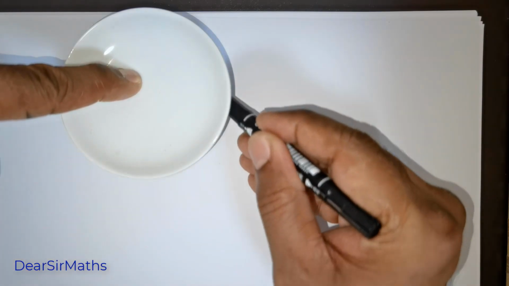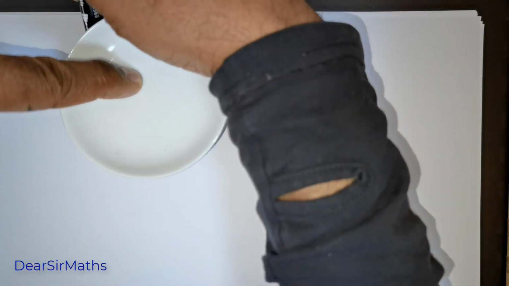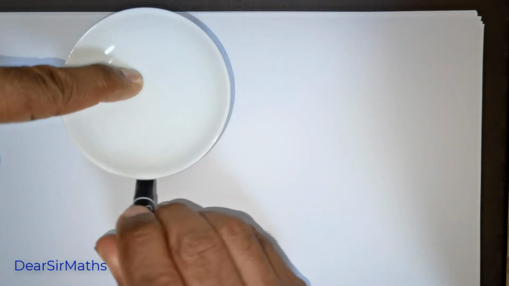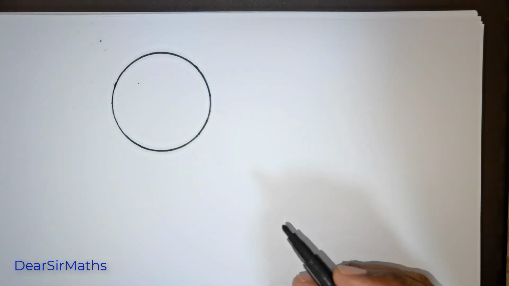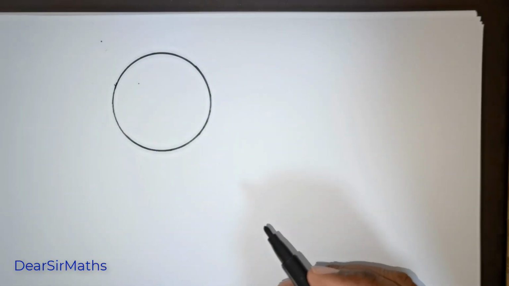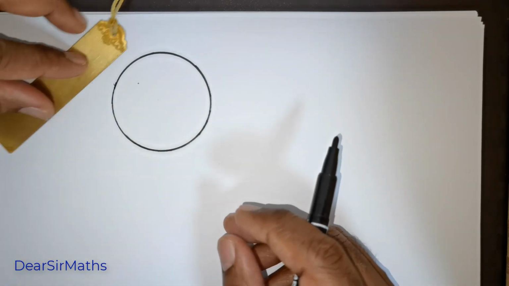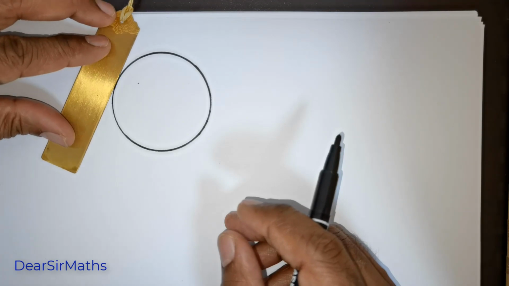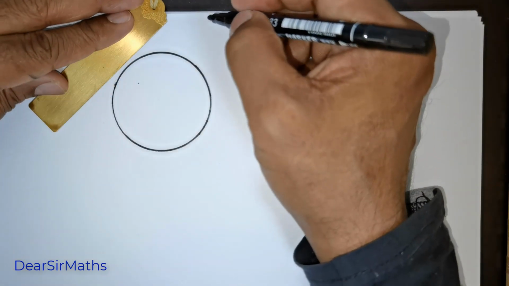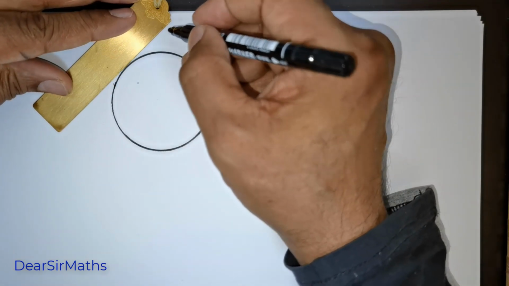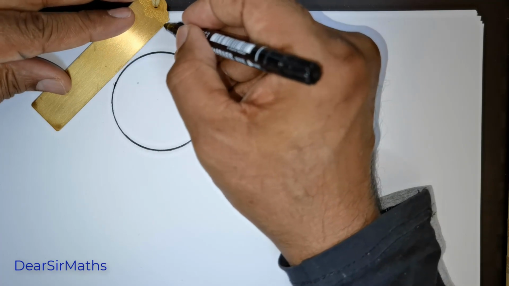Let me draw the most important shape, which is the circle. And after drawing the circle, because inside this circle we got the triangle inscribed, I will try to get the triangle.